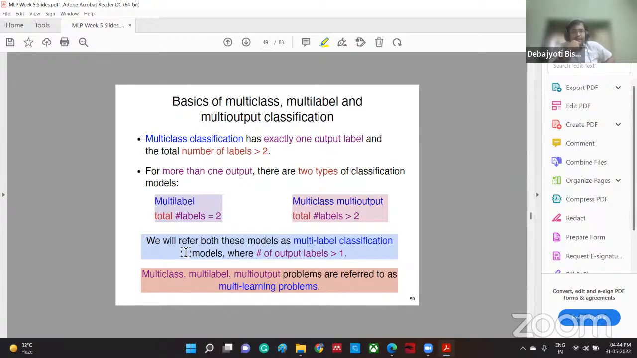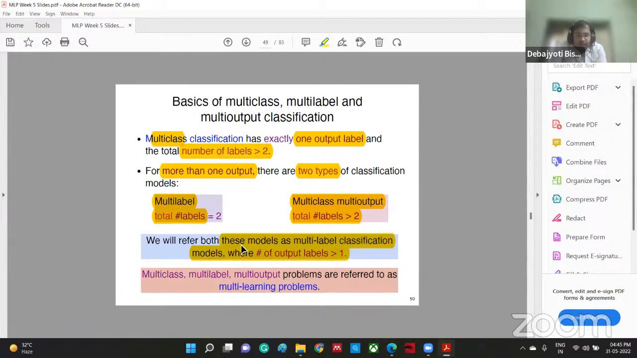Okay, so multi-class classification has exactly one output label, and the total number of labels is greater than 2. If there is more than one output, then there are two types of classification models. One is multi-label, where the total number of labels equals 2, and multi-class multi-output, where the total number of labels is greater than 2. Okay. So both this multi-label and multi-class multi-output, we are treating as multi-label classification, where the total number of output labels is greater than 1. Okay.